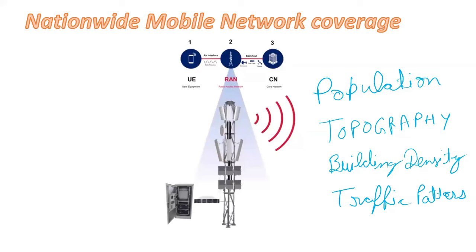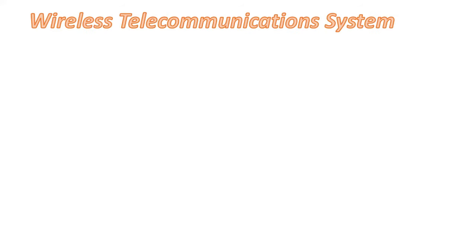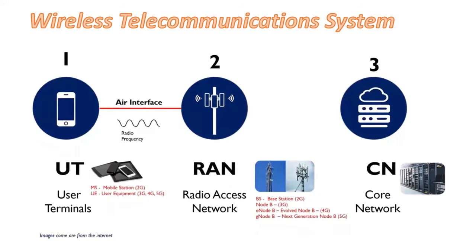So whenever you go from one place to another, like from Virginia to California, you will have seamless coverage. You will not have a dropped call, right? Now, wireless telecommunication systems are composed of three main components. We have the user terminal, right? Examples can be smartphones, tablets, laptops, and other mobile devices. Basically, any kind of wireless device.